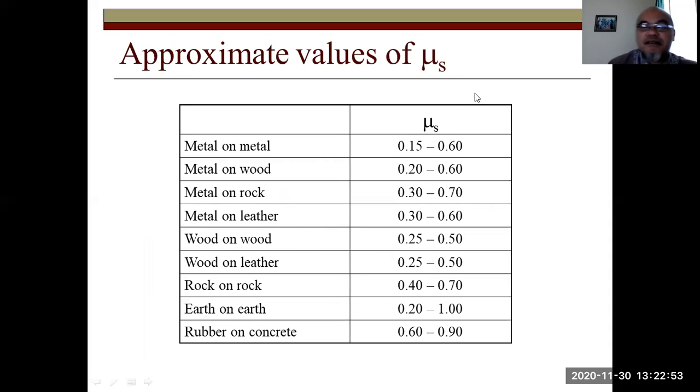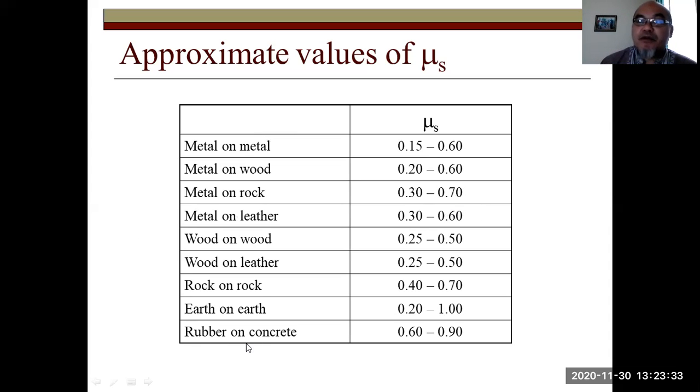The values of mu s depend on what surface interacts with what surface. So metal on metal has a mu s of 0.15 to 0.60. This also depends on the characteristic of the surface, the morphology, the roughness of the surface, how rough or how smooth it is. Metal on wood can be a little bit larger because wood itself already has some roughness, so 0.2 to 0.6. Metal on rock is even larger, 0.3 to 0.7. Metal on leather, 0.3 to 0.6, etc.